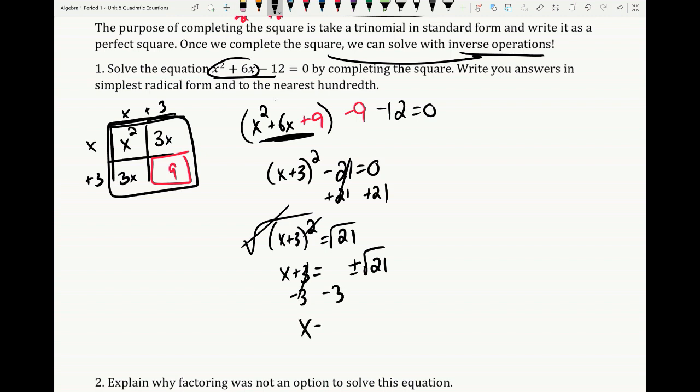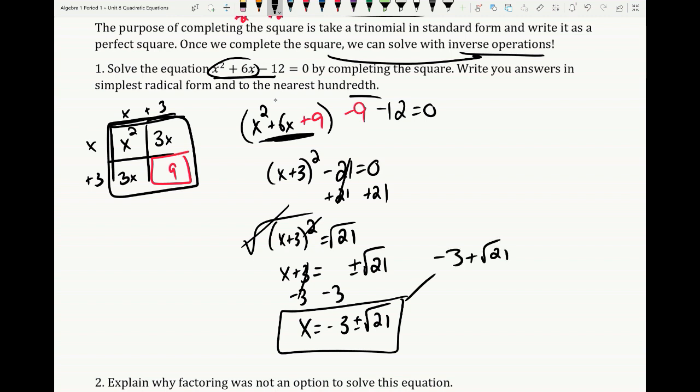So completing the square involves kind of two different steps. Step 1 is actually completing the square, and then once we complete the square, we use inverse operations to get our solutions. So is that simplest radical form? Can I tear apart radical 21? 3 and 7, but those aren't perfect squares. But notice, though, it says to the nearest hundredth as well. So negative 3 plus the square root of 21. If I type that into your calculator there, negative 3 plus the square root of 21.